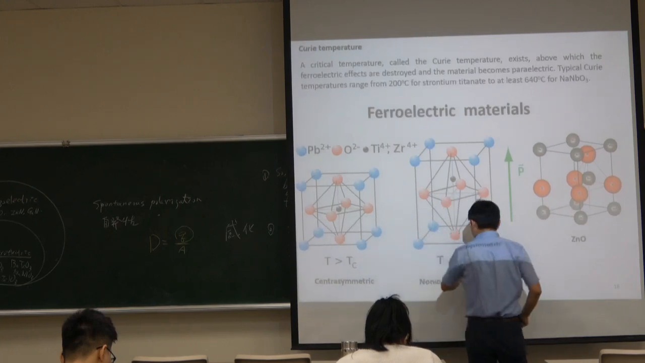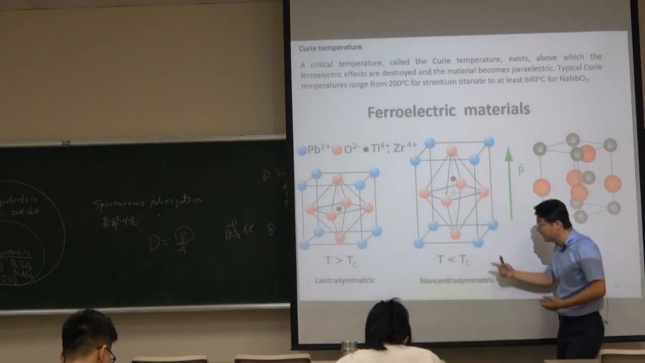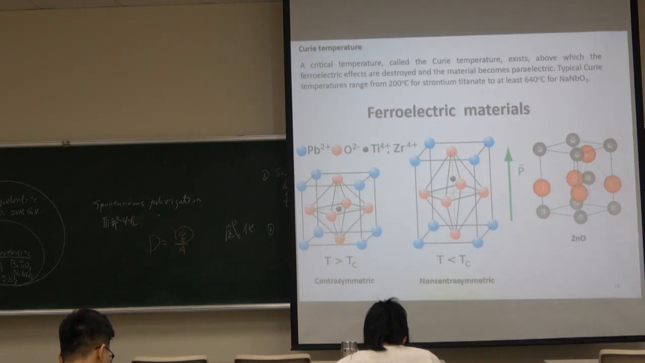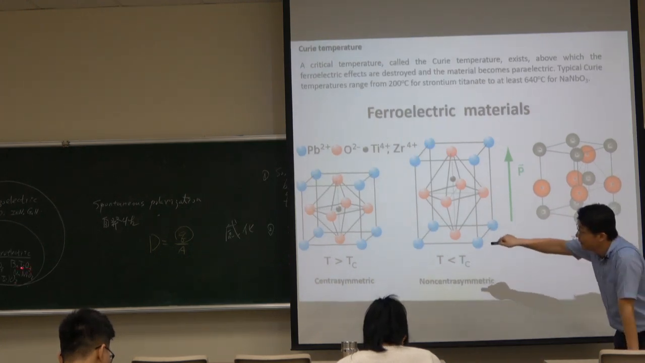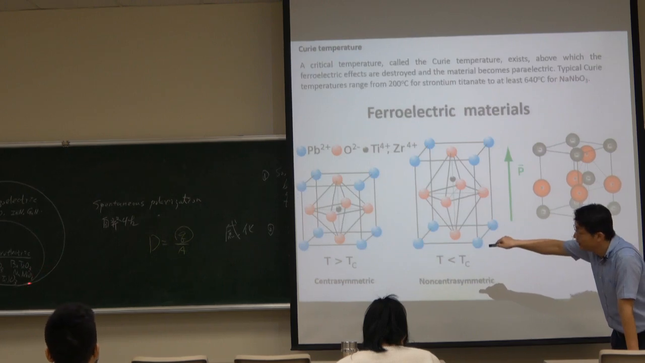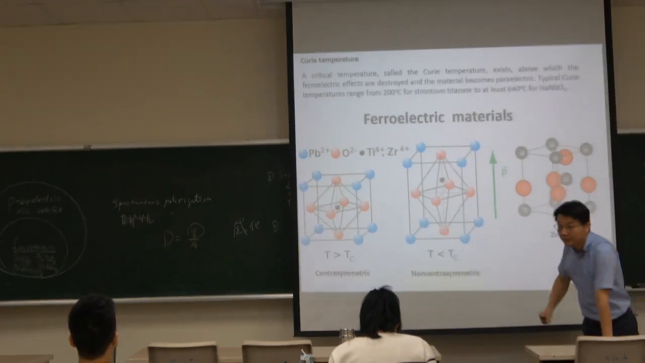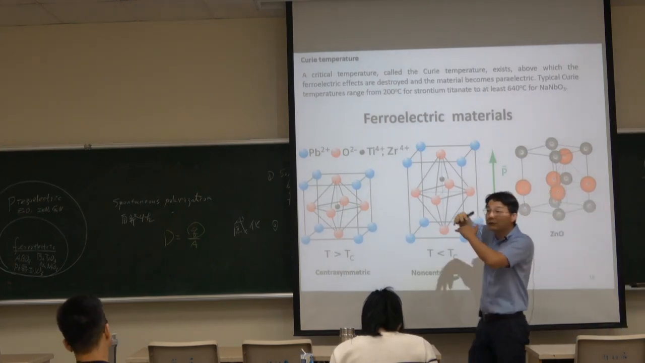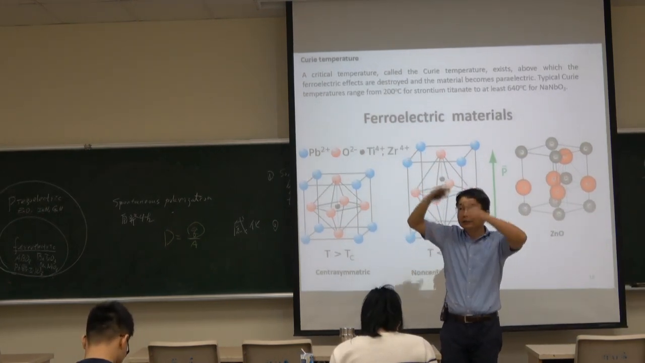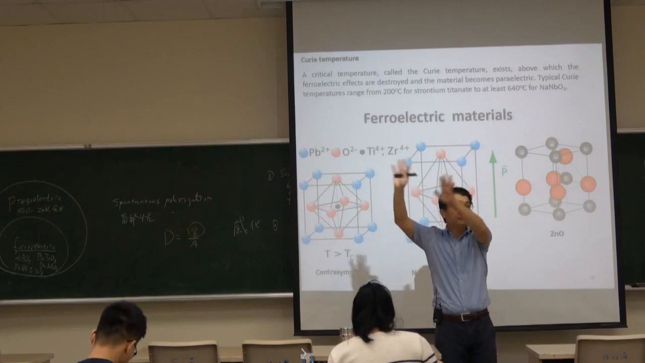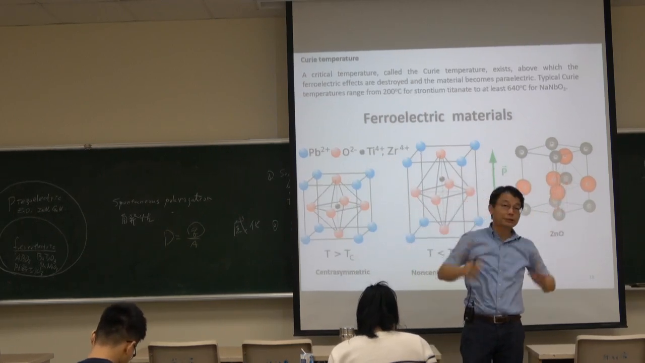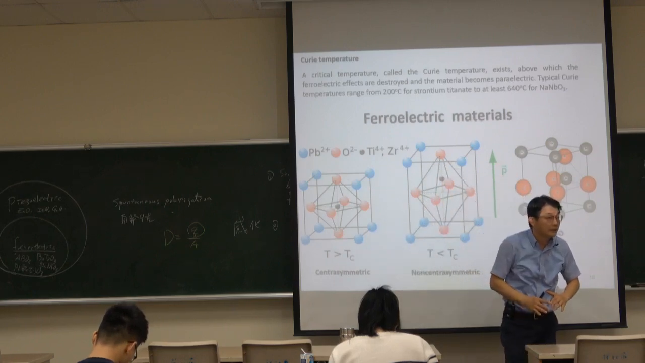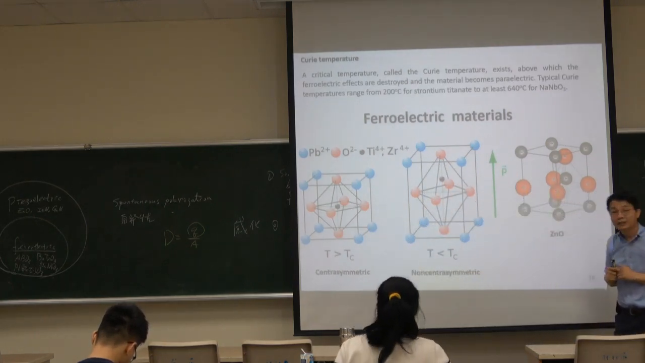So you may ask me, Professor, what is the Tc? What is the exact temperature of the Tc? I would say it depends on the material. For example, BaTiO3 is about 100 degrees. And for some materials the Curie temperature is even higher. So different materials have different Curie temperatures. Some are high, some are low. So it depends on the material.